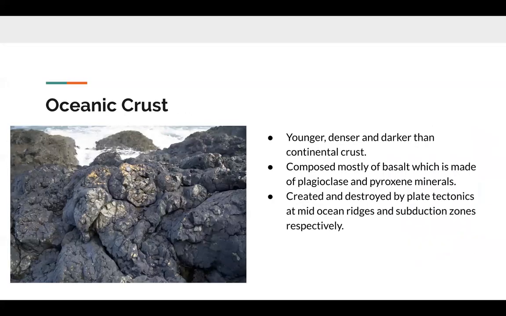The oceanic crust is more dense than continental crust. This section of the crust mainly consists of a homogeneous basalt, which contains plagioclase, pyroxene, and occasionally olivine. Its average thickness is around 6 to 7 kilometers and is significantly younger than continental crust. This crust is constantly being generated at mid-ocean ridges.